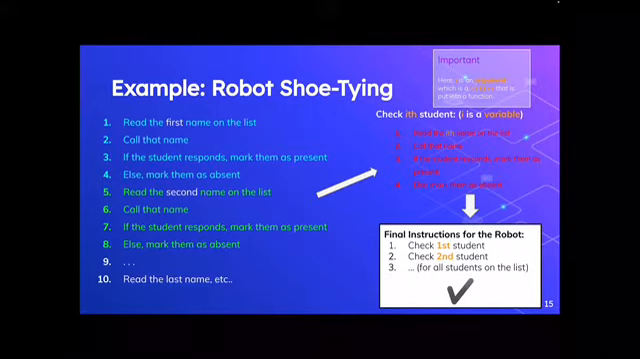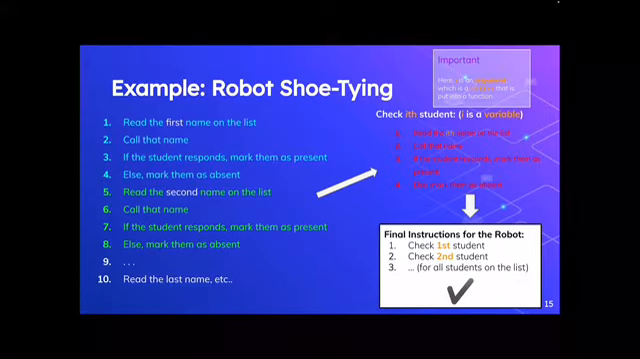So the check function would take in some variable I, which is for the number of the student. So for example, first, second, third, so on. So our first step is going to be read the ith name on the list, call that name. For the second step, then if the student responds, mark them as present, and then otherwise mark them as absent. So that's our main procedure.